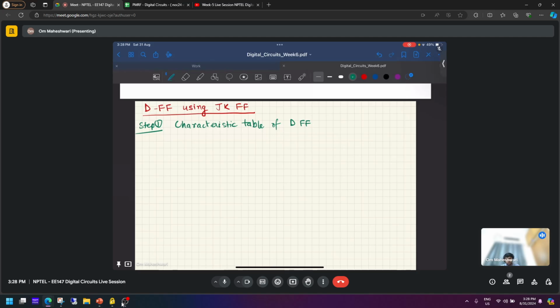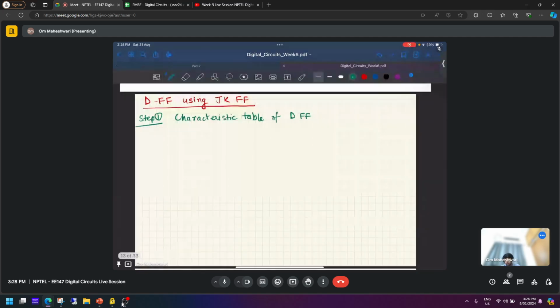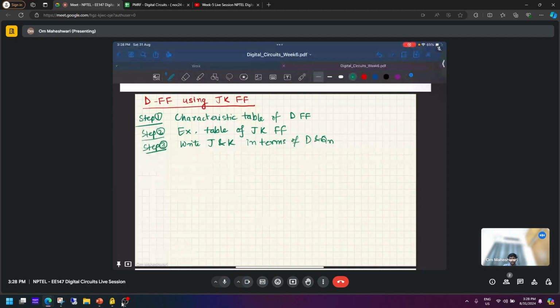That is, the flip-flop you want to make. Step two is, write the excitation table of JK flip-flop. That is the flip-flop with which you want to make the D flip-flop. And third is, write J and K in terms of D and Qn. So let us see what this means.